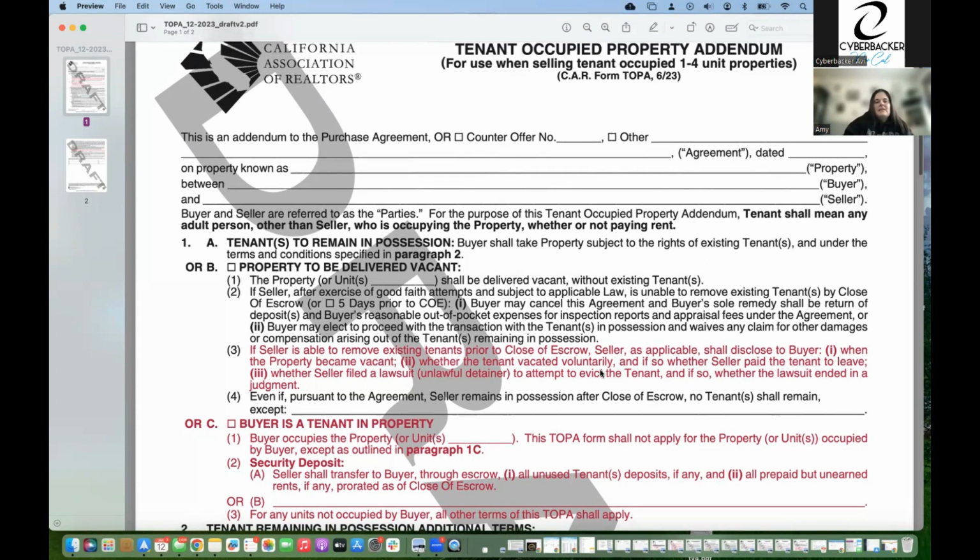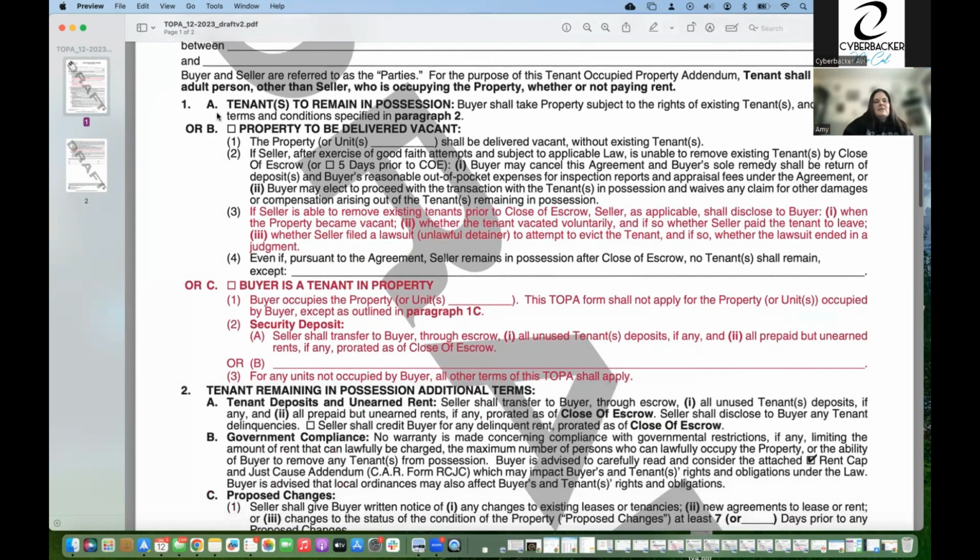Okay, in addition, they added this C down here. So A was tenants to remain in possession, B is property to be delivered vacant, and C is buyer is tenant in property, right? So even if your buyer is the tenant purchasing the property, we use the RPA, we use this form because the seller's not occupying the property. So now we've got a provision in here that explains that. C1 is buyer occupies property or units. This TOPA form shall not apply for the property or units occupied by buyer except as outlined in paragraph 1C.